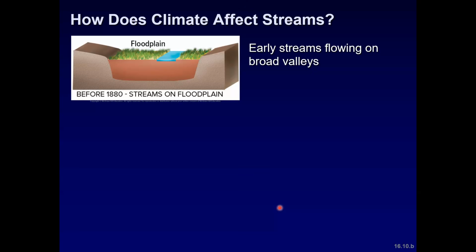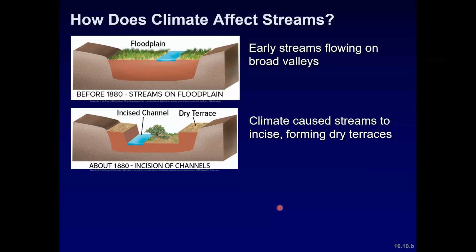So we have a stream from before 1880, right? A stream on a floodplain. Say it's an early stream flowing on a broad valley. Let's see. European settlers in the southwest U.S. found streams flowing on broad valleys, but by 1880, changes in climate caused the streams to incise, leaving the previous floodplain as a dry terrace above the new incised channel. And we show that here.